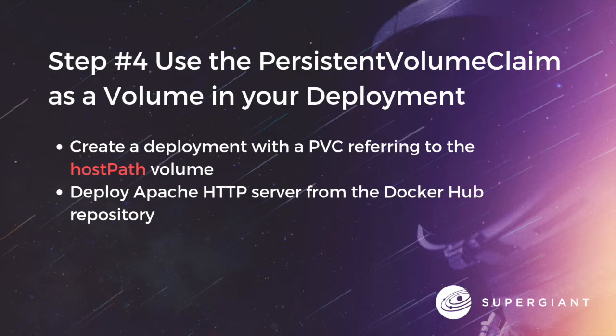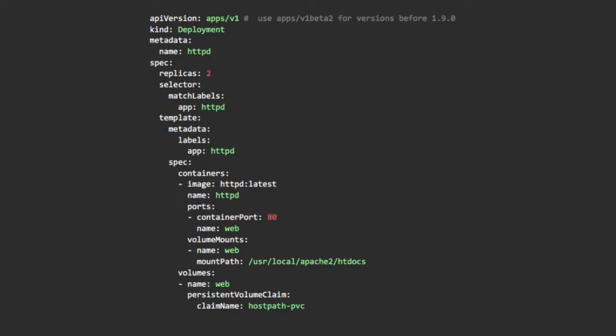To do this, we need to create a deployment with a PVC referring to the host path volume. Since we created a PV that mounts a directory with the index.html file, let's deploy Apache HTTP server from the Docker Hub repository. As you see, along with the standard deployment parameters like container image and container port, we have also defined a volume named web that uses our persistent volume claim. This volume will be mounted with our custom index.html at this path, which is the default web root directory of Apache HTTP for this Docker Hub image.